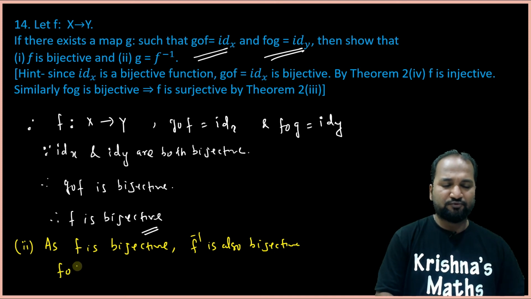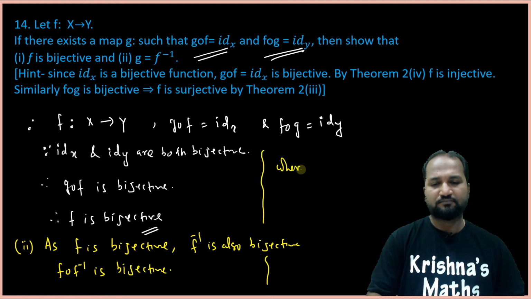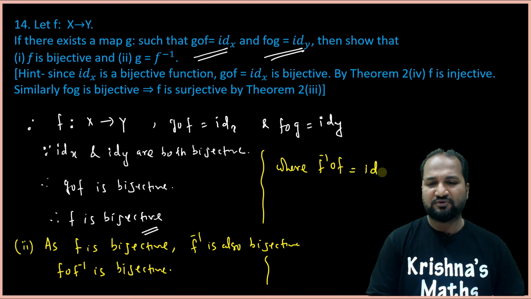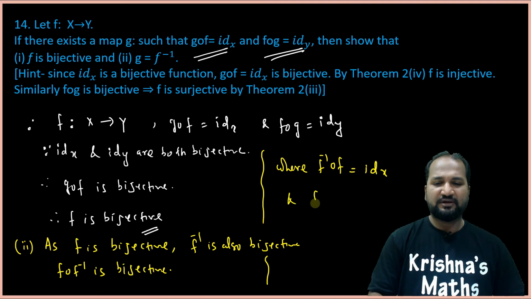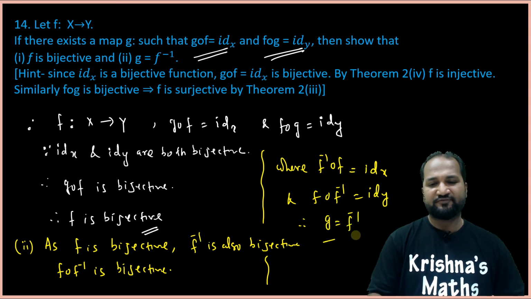Then f o f inverse is bijective, where f inverse of f of x is id of x and f o f inverse is equal to id. Therefore g is the same as f inverse.